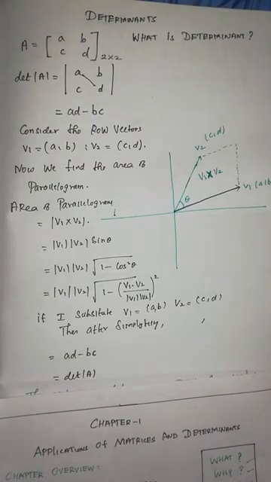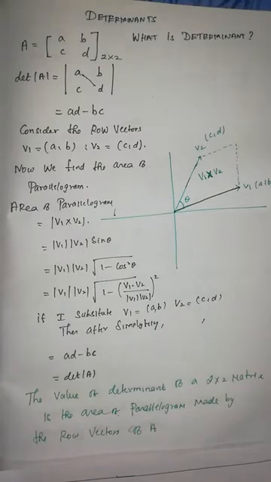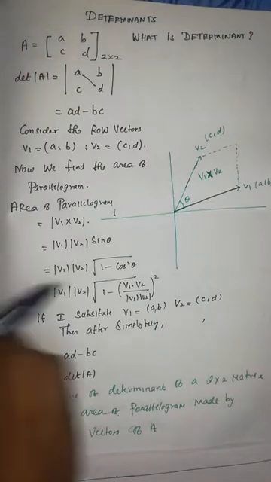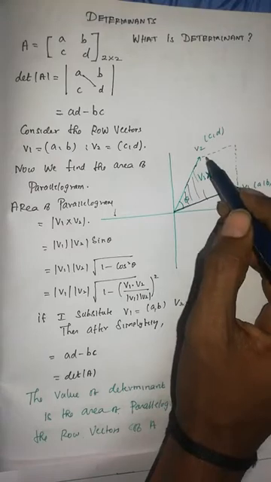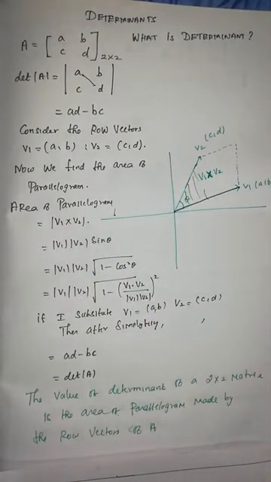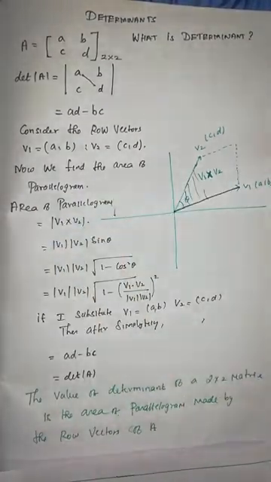So what can we visualize from the determinant of a 2 cross 2 matrix? The value of the determinant of a 2 cross 2 matrix is the area of the parallelogram made by the row vectors. So this determinant value represents the area of this parallelogram. So this is how to visualize the determinant of a 2 cross 2 matrix. This is very important. The determinant answer will come as a number, and that number represents the area of this parallelogram.